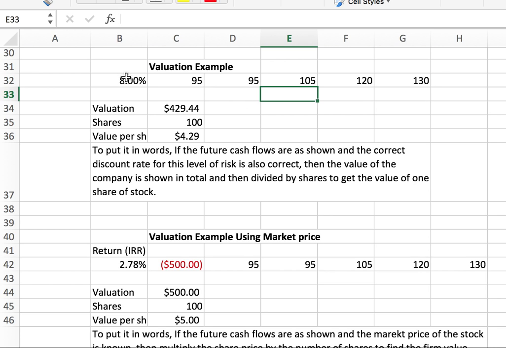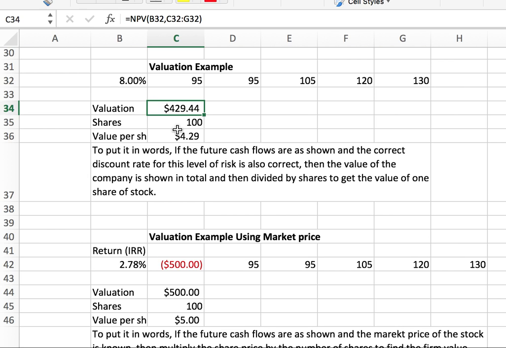We're going to discount this back at 8%. That's the level of risk we feel the company's at in this example. And this valuation is simply the net present value of this discount factor and these cash flows. When we figure out that net present value, that is the total valuation of the firm.